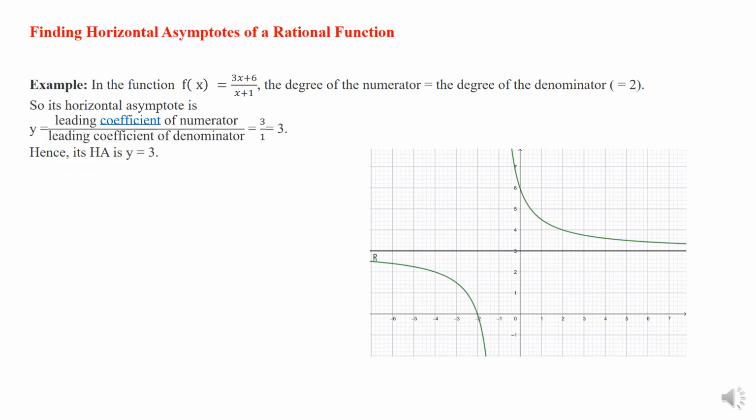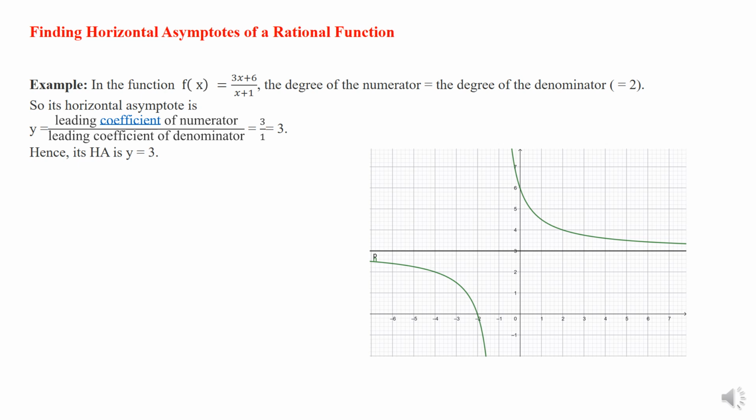How to find the horizontal asymptote of a rational function? Now, in this example, the degree of the numerator is 1. The leading coefficient is 3. The degree of the denominator is also 1. The leading coefficient is 1.